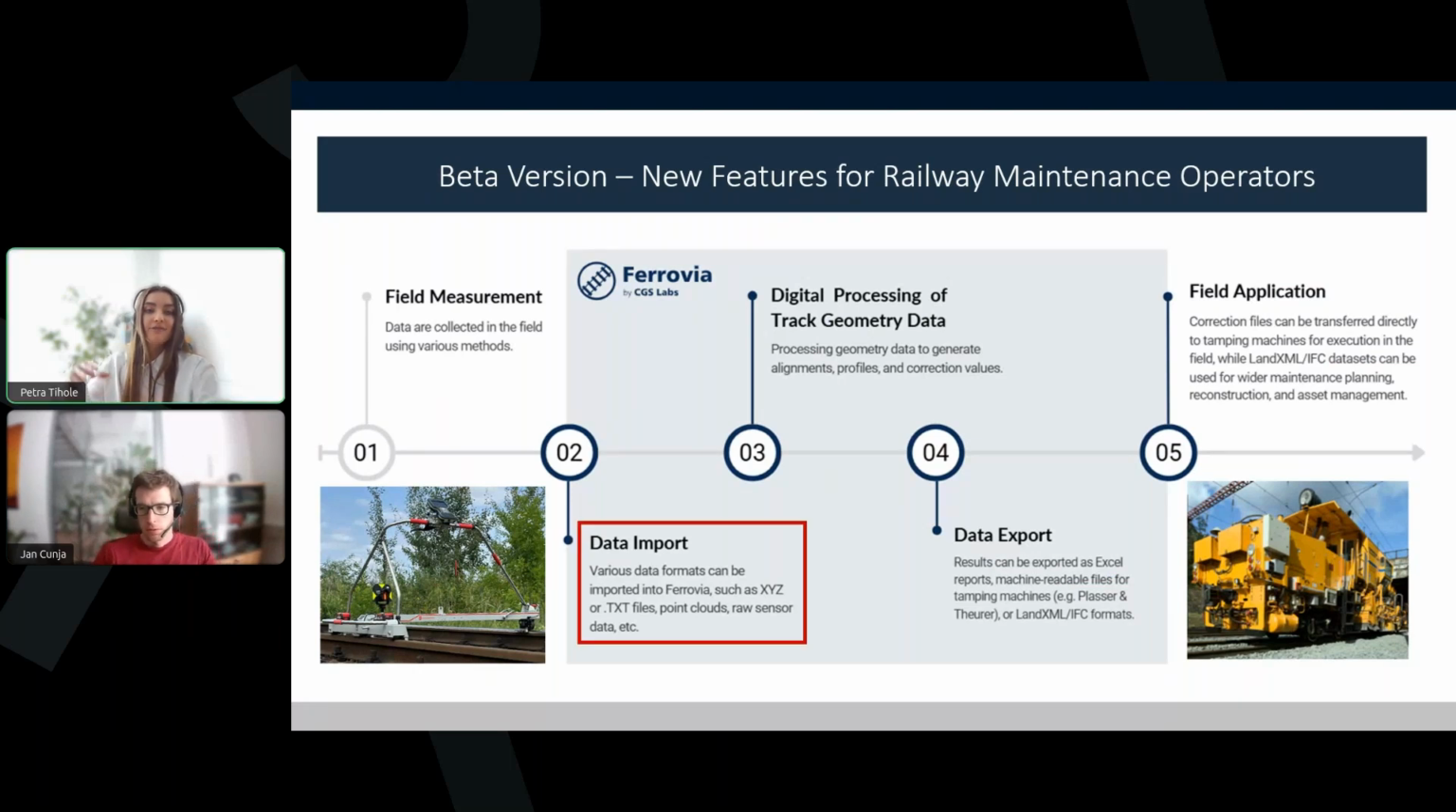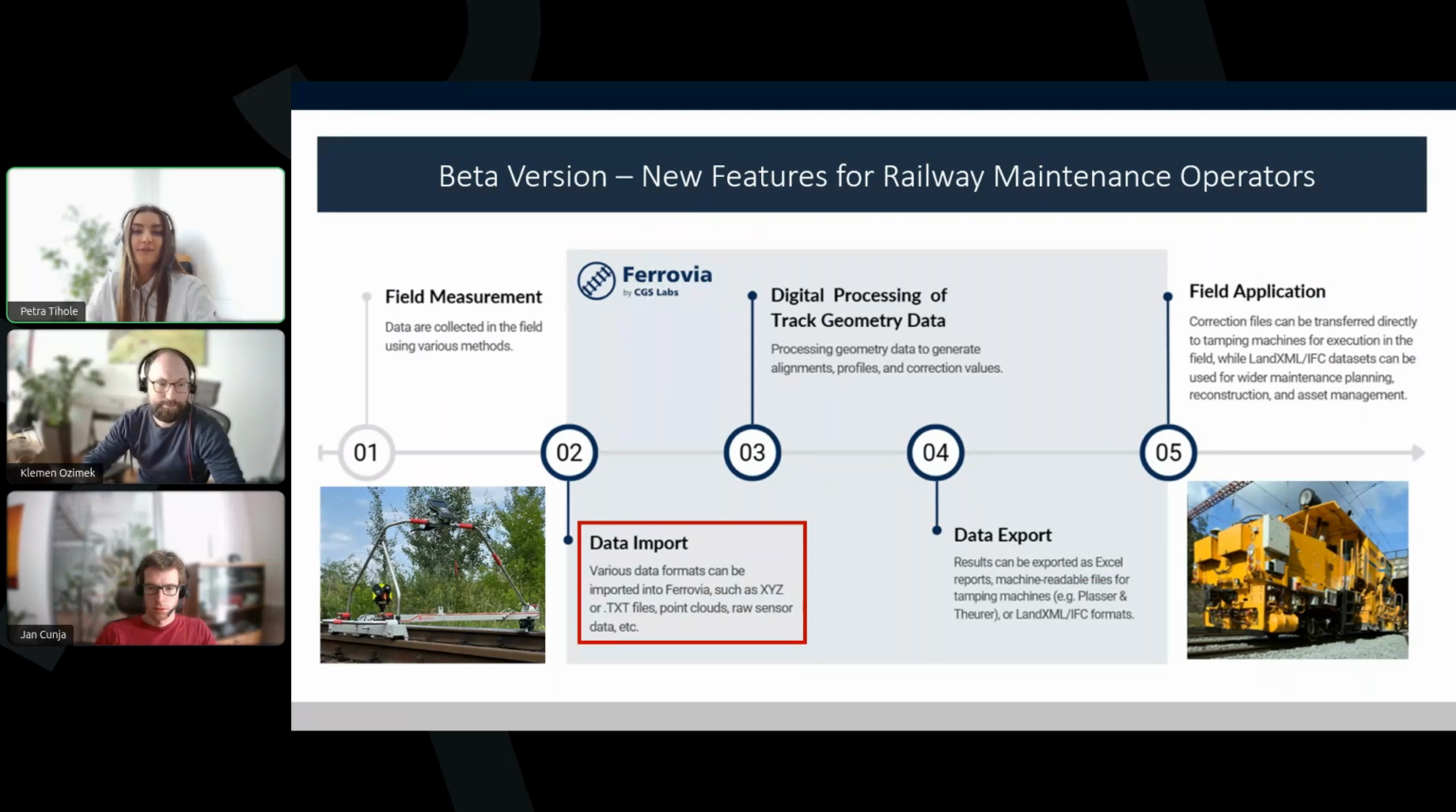So yeah, after the measurements are completed in the field, the next step is to import the data into Ferrovia. For this purpose, we introduced a new tool that supports the import of RRR files containing raw measurement data collected by Leica sensors mounted on track measurement trolleys. The sensors measure both the left and right rails. This allows users to import measurement data directly into Ferrovia without any additional processing steps.